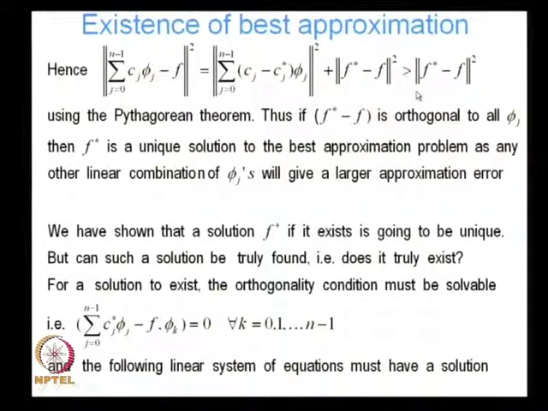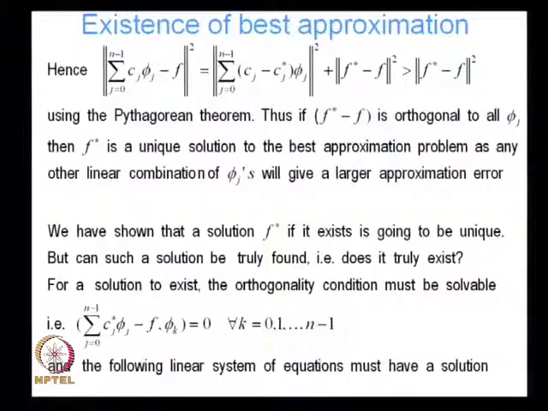So, what does that mean? That means that the sum of Cj phi j minus f, where remember these Cj are not all the optimal coefficients, they are not the best approximation coefficients. So, the difference of this from f in the Euclidean norm is greater than the difference of f star from f, which obviously means that f star is my best approximation, right.